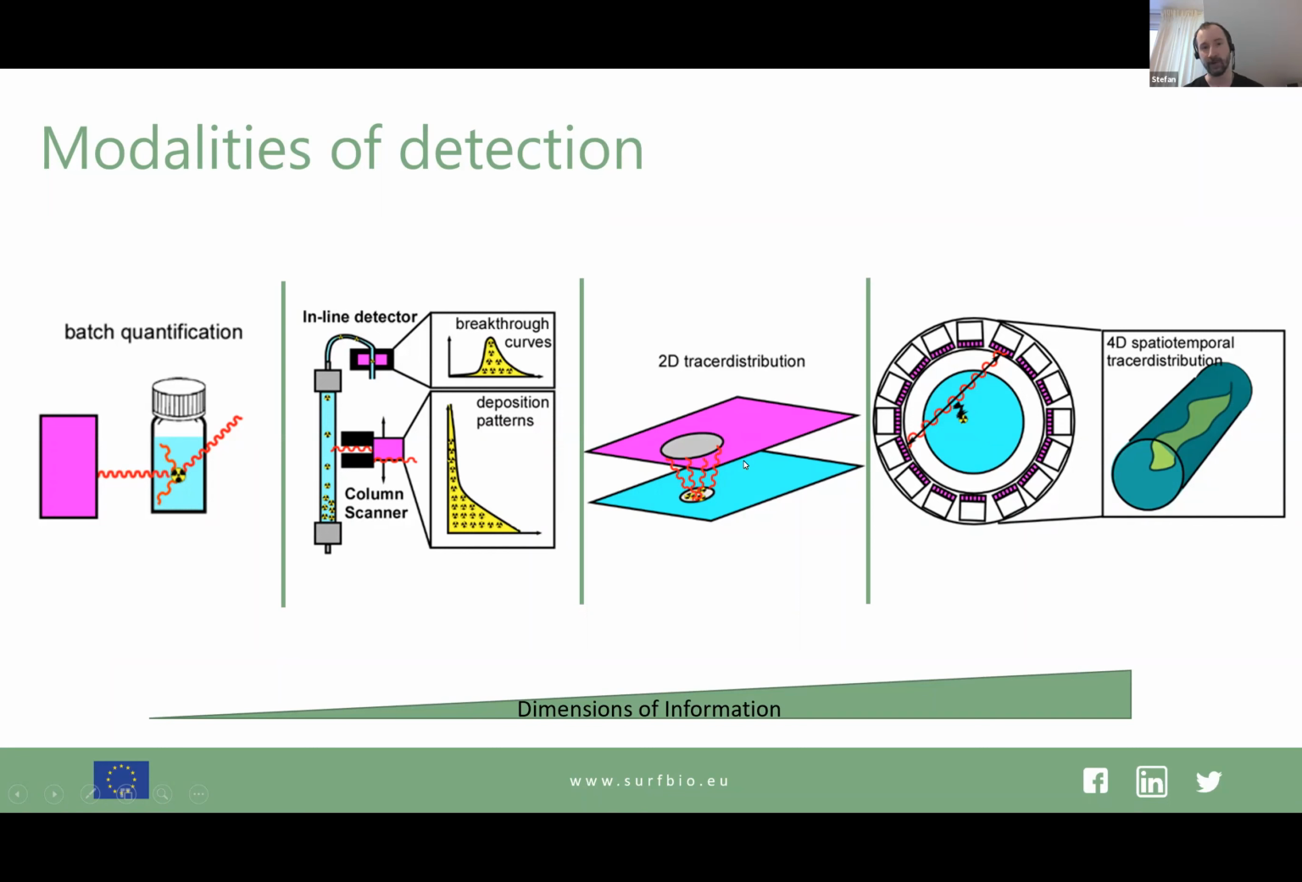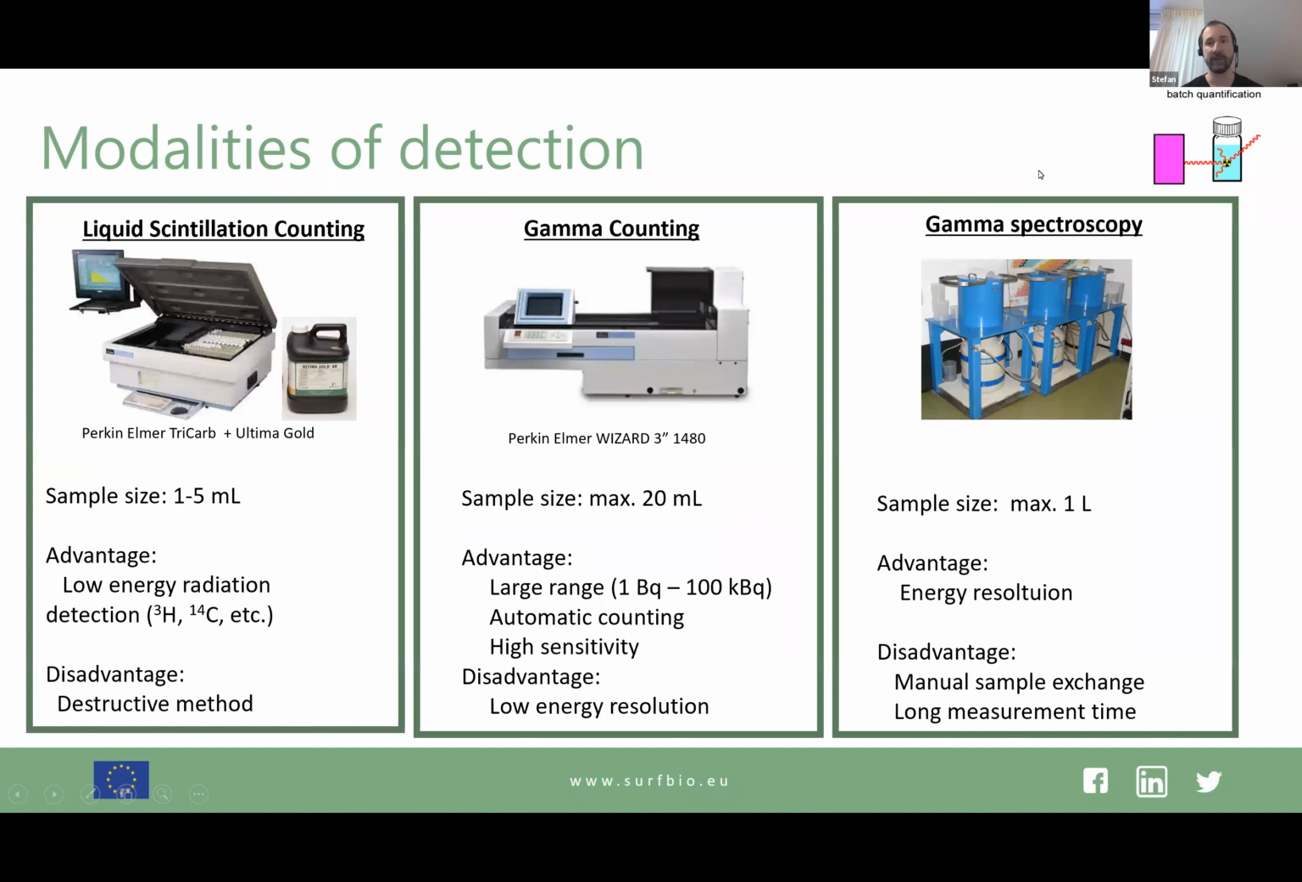If we want to go further, we have autoradiography. You can measure the 2D tracer distribution, and using positron emission tomography, for example, we also have the possibility to get 4D spatiotemporal tracer distributions. So, back to this batch quantification.